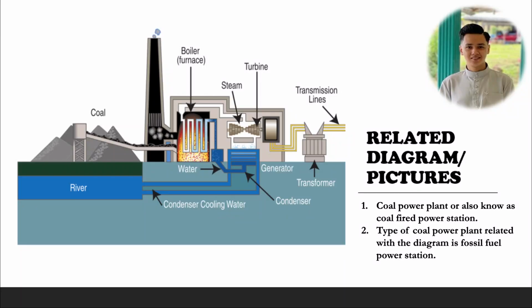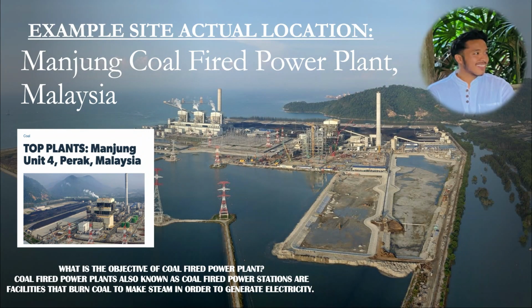In the related diagram, coal is burned at the furnace and the heat turns water in the boiler into steam. Furthermore, steam at high temperature provides the force to turn the turbine blades. Next, the turbine also spins an electromagnet inside copper coils in the generator and can produce electricity. And lastly, the type of coal-fired power station related to the diagram is a fossil fuel power station. Okay, for example, the actual site location is at Manjung Coal-Fired Power Plant.